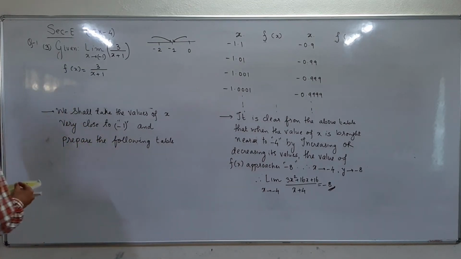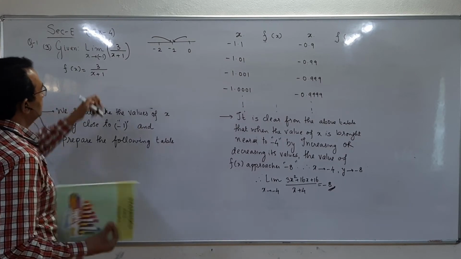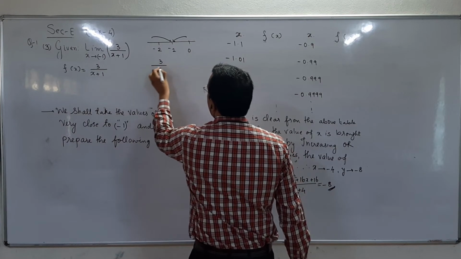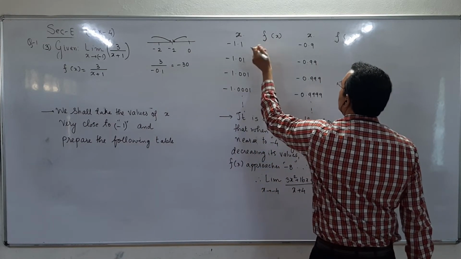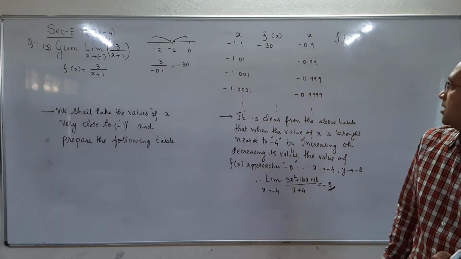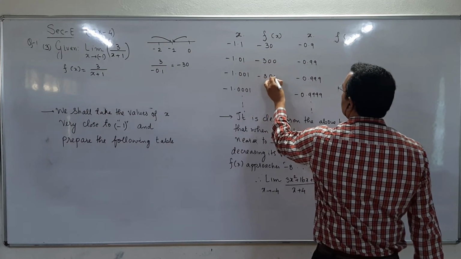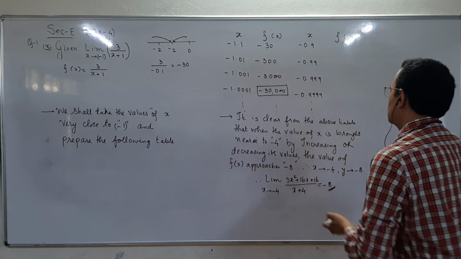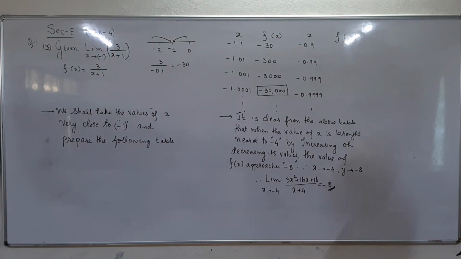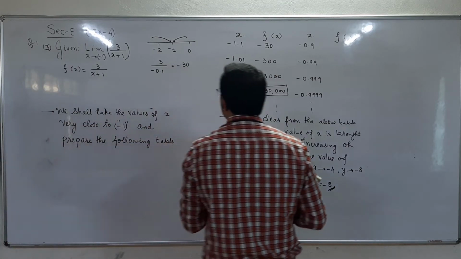Okay, students. Now, please concentrate. If I am writing here minus 1.1 plus 1, so this will be 3 divided by minus 0.1, so this will be minus 30. Then here it will be minus 300. Then minus 3000. This will be minus 30,000. Definitely, students, we can say that as x tends to minus 1, f of x is not approaching a common value. Okay, let us take from the other side.